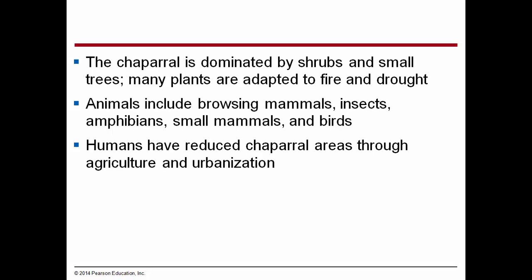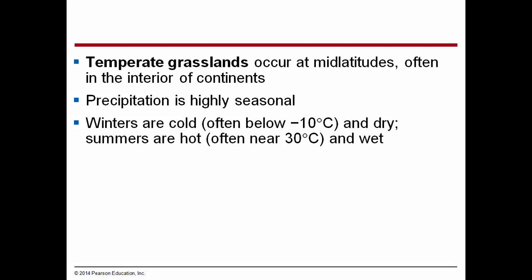The chaparral is dominated by shrubs and small trees. Many plants are adapted to fire and drought. Animals include browsing mammals, insects, amphibians, small mammals, and birds. Humans have reduced chaparral areas through agriculture and urbanization.